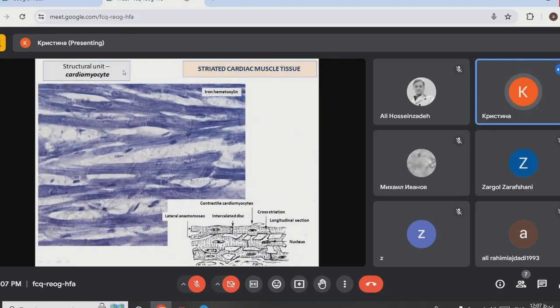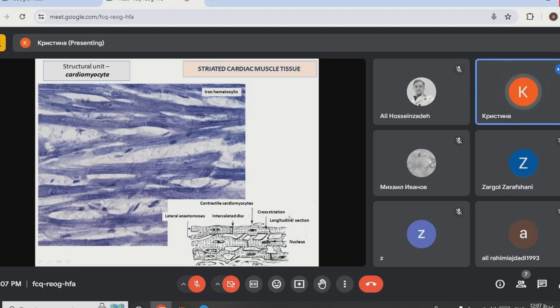The structural unit of this muscle tissue is the cardiomyocyte. It is a cell, so we will see the borders of such cells. So the border is here and here also. So this is one cell, a cardiomyocyte. This is a second cell, another cell, etc. This is the iron hematoxylin staining.